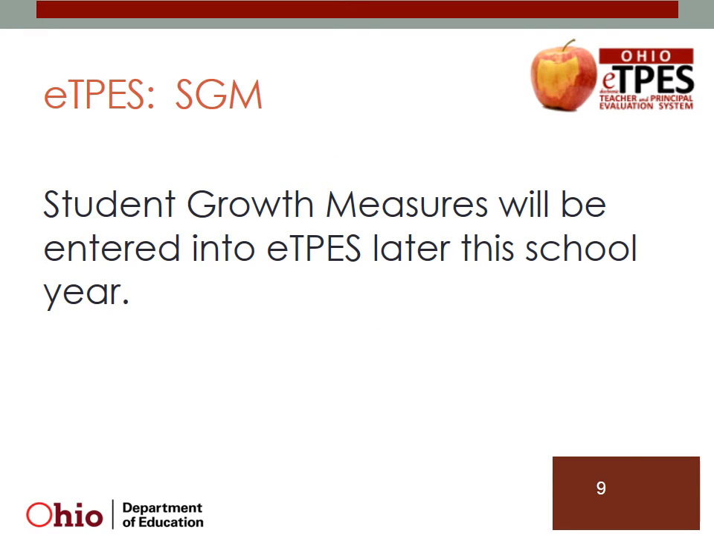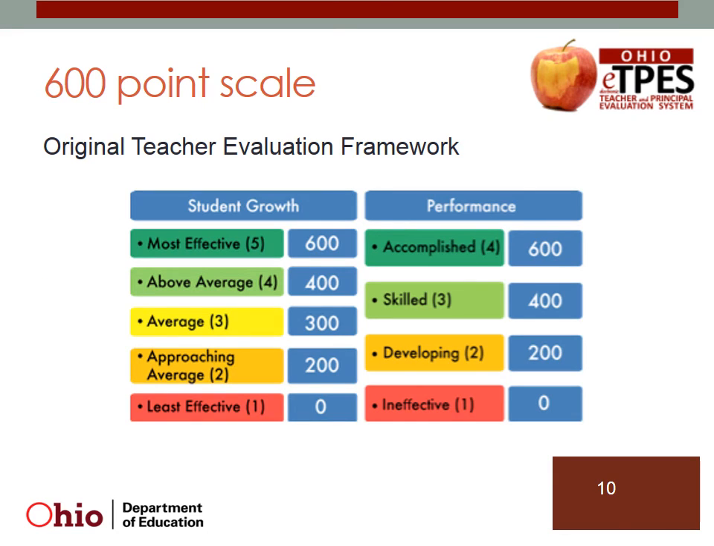Student growth measures are going to be entered into eTPES later this school year, and training will be provided at that time. Once districts have entered available student growth measures later this school year into eTPES, performance and alternative component 1 through 5 ratings into eTPES, the system will then complete the calculations for the final summative rating. The system will convert each of the 1 to 5 ratings to a point value based upon a 600-point scale.